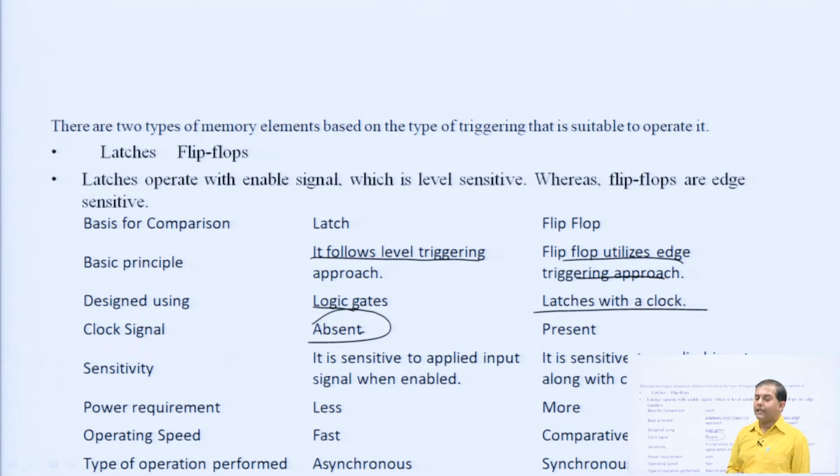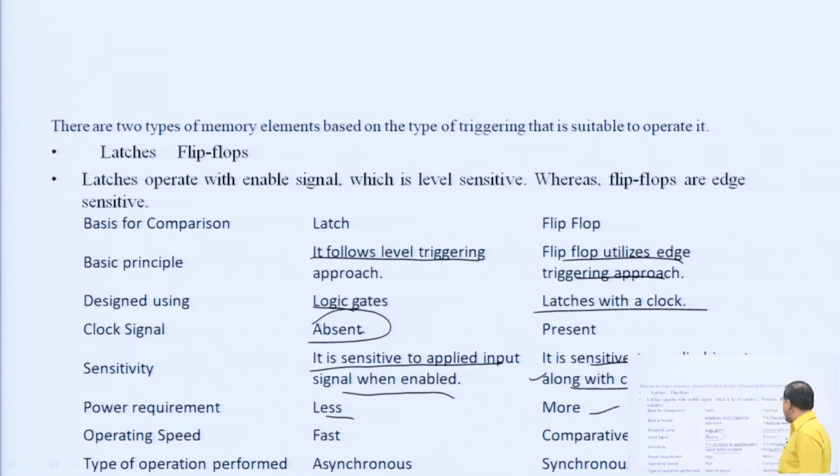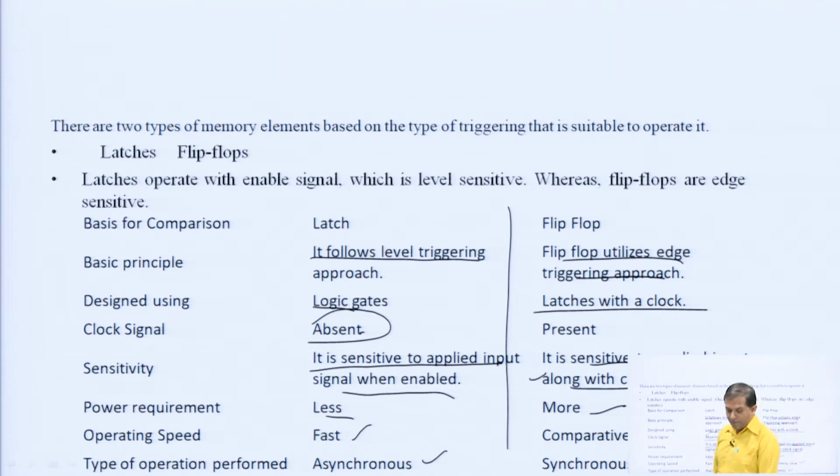We will design a latch and we will discuss it more. A latch is sensitive to the applied input signal when enabled, whereas a flip flop is sensitive to the applied signal along with the clock signal. See, the clock signal has a very strong effect on this. Okay, then power requirement is less for latches and more for flip flops, operating speed is fast for latches and comparatively slow for flip flops, and the type of operation performed is asynchronous and synchronous respectively. So this is the basic difference between latches and flip flops.